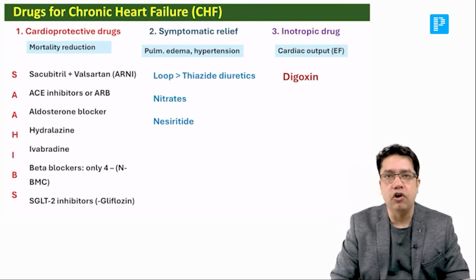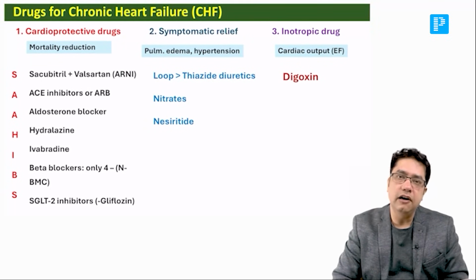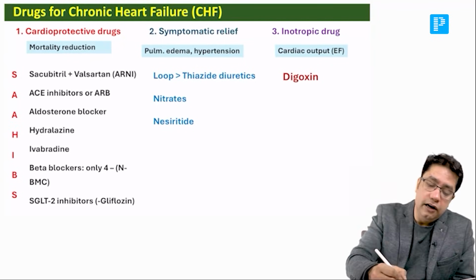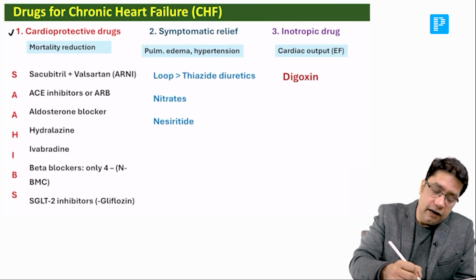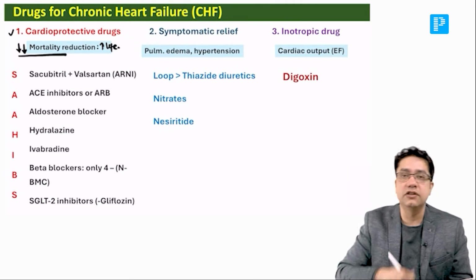Now let's talk about drugs for CHF, that is chronic heart failure, in which the heart is becoming damaged and the cardiac output is getting reduced. So the first class of drug we give in CHF is to protect the heart, cardioprotective drugs. And cardioprotective drugs, remember, decrease mortality and these drugs can increase the life of a person.